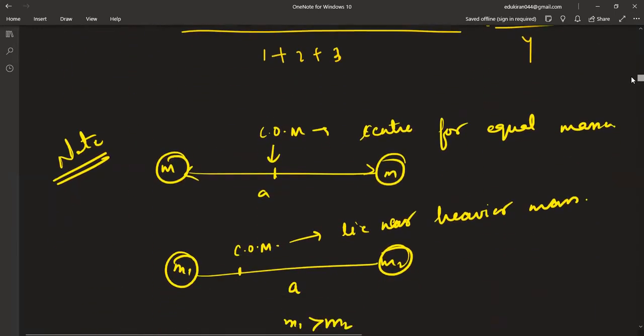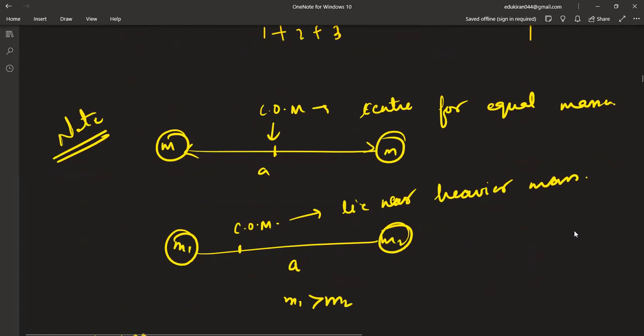Fine. Now see, this is a trick to identify center of mass for two bodies. If both the masses are equal, center of mass will lie in the center of the body. But if we want to find it for two bodies whose masses are not in the same ratio, the center of mass will always lie near the heavier one. If M1 and M2 are two objects, this is mass 1, this is mass 2, center of mass is inclined a bit towards M1, where M1 is greater than M2.